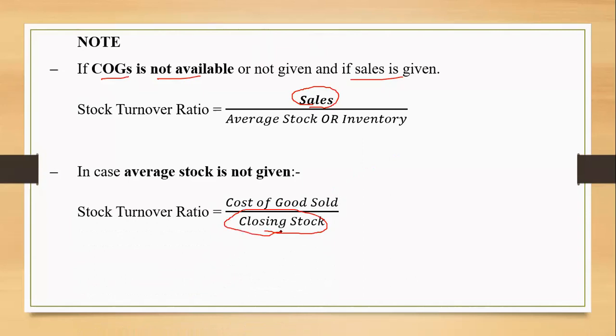It depends on the sum, but it's not that you can apply any formula of your own choice. Please take care, if we are not able to calculate the average stock, then and only then will we have the option to go with closing stock, that is COGS upon closing stock.